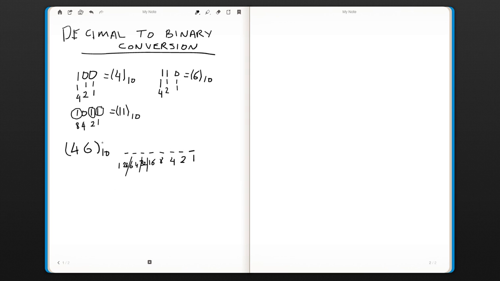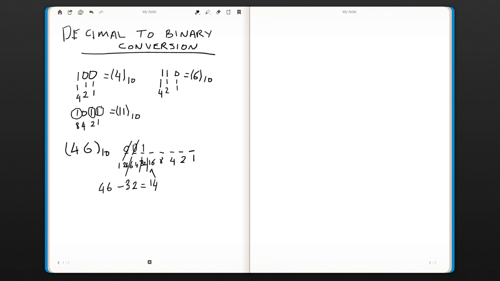So the number is smaller than 64. That means all the digits here will be 0. So you can neglect these digits. And then we have 32. So in order to reach this 46, you need to put the ones that we need. So let's say we put a 1 here. Now if everything was 0, then our number would be 32. So what is the difference that we need to fill now? 46 minus 32 is 14.